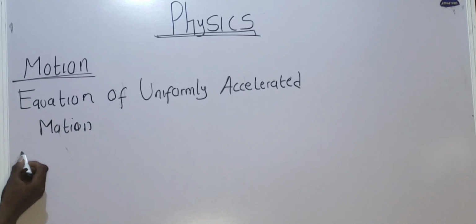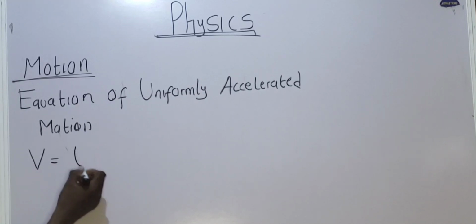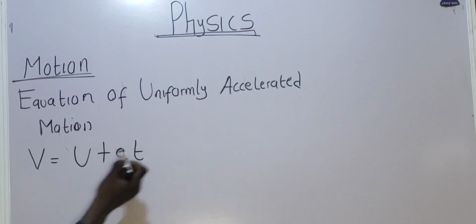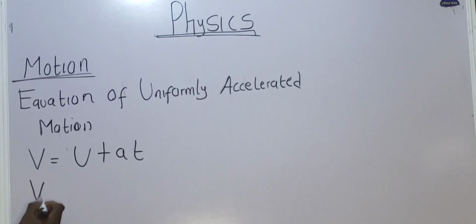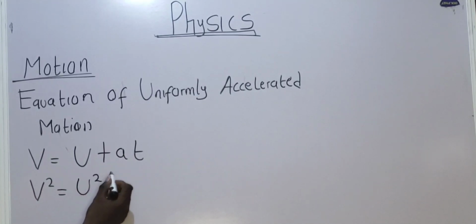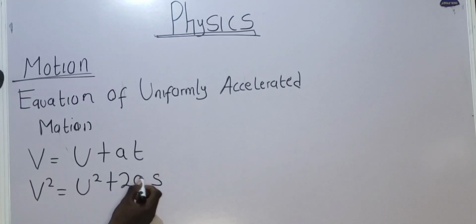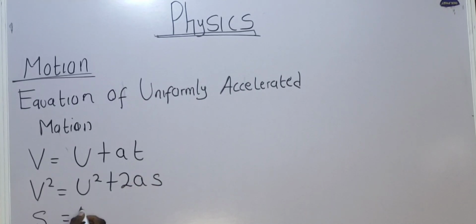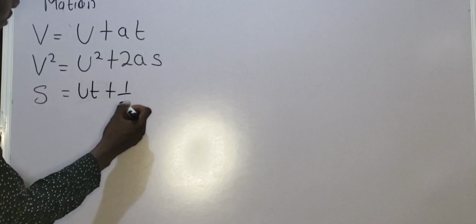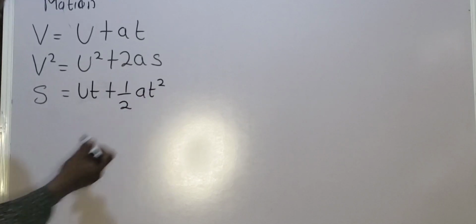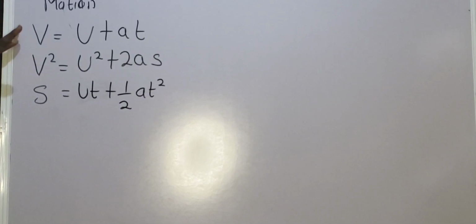So the first one is V is equal to U plus AT. The second is V squared is equal to U squared plus 2AS. The third is S is equal to UT plus 1 over 2 AT squared. These are the three major equations of uniformly accelerated motion.